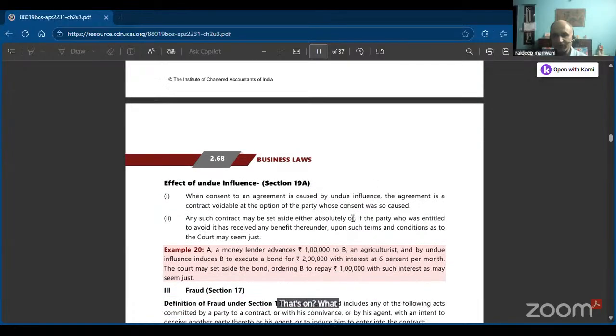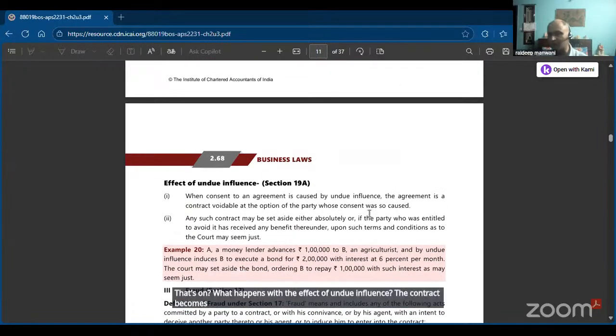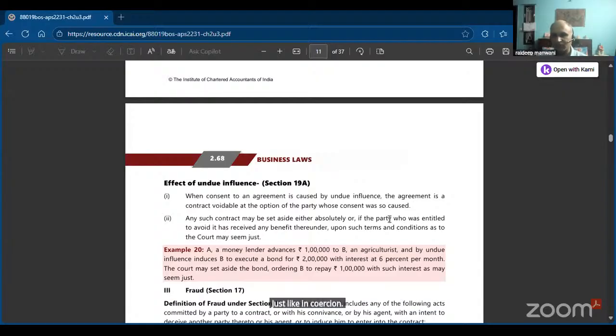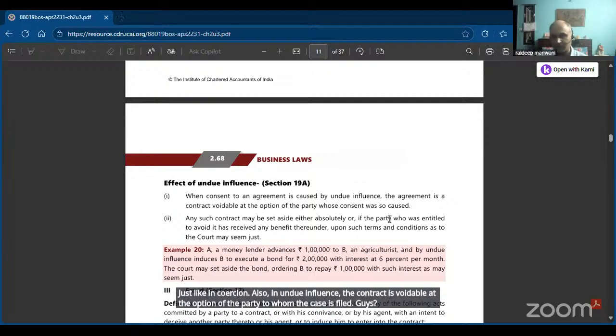Then the effect of undue influence, section 19. What happens with the effect of undue influence? The contract becomes voidable. What does the contract become? Voidable. Just like in coercion, also in undue influence, the contract is voidable at the option of the party to whom the case is filed. Guys? Got it?